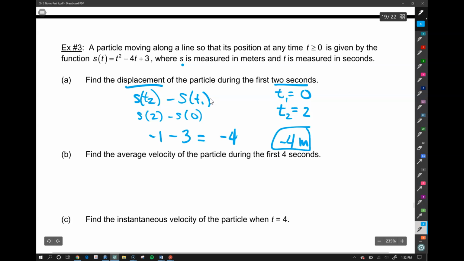Wait, isn't it plus 3? No, because it's subtracting 3, so you're minus 3. It says plus 3. Yeah, okay. But it's minus 1.